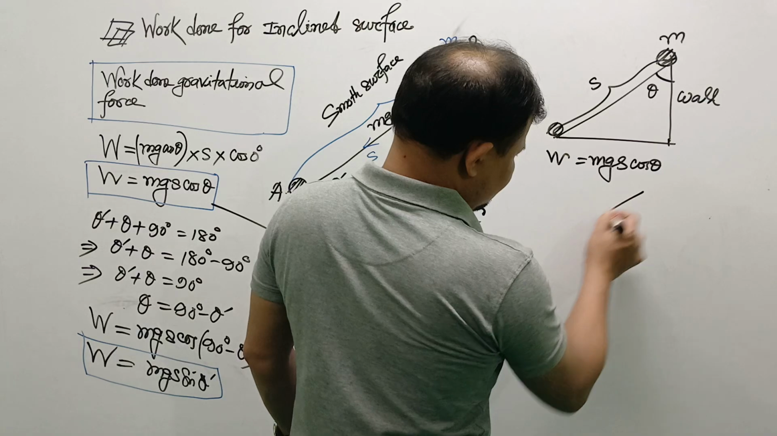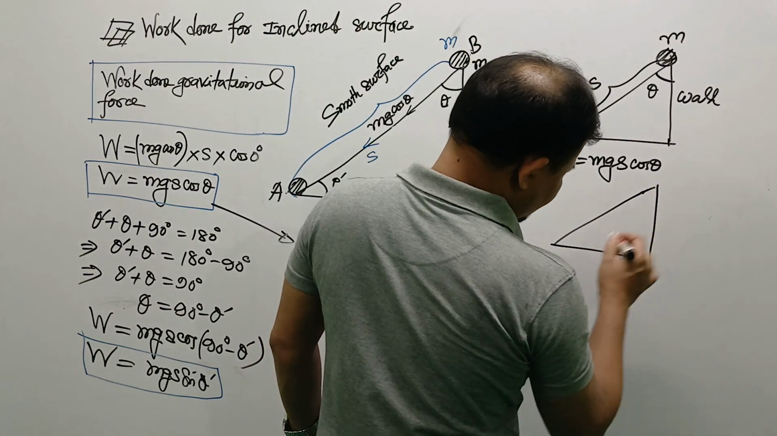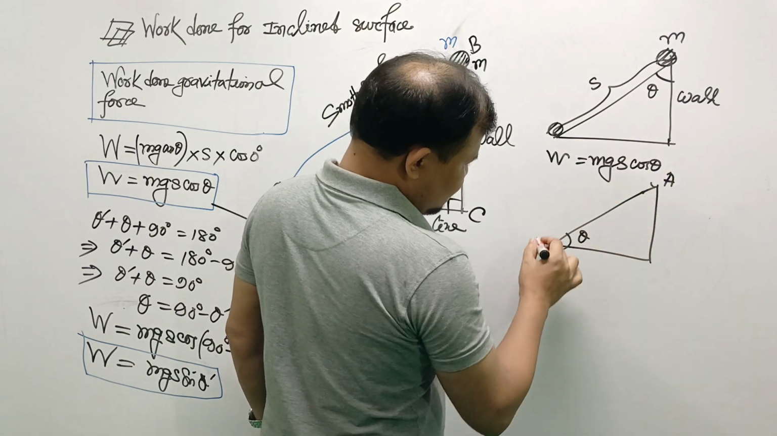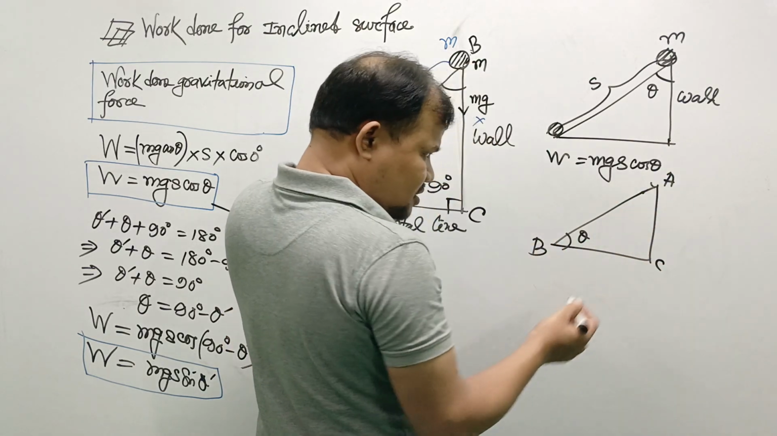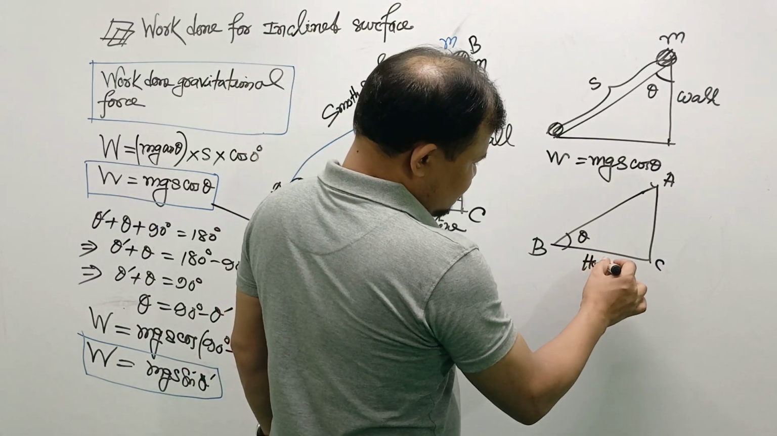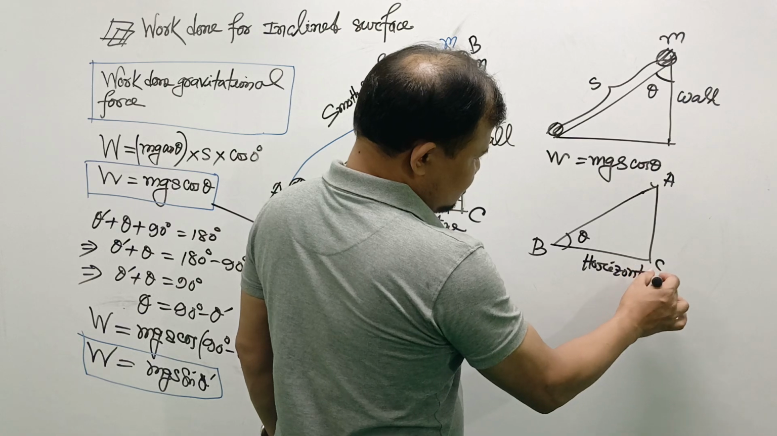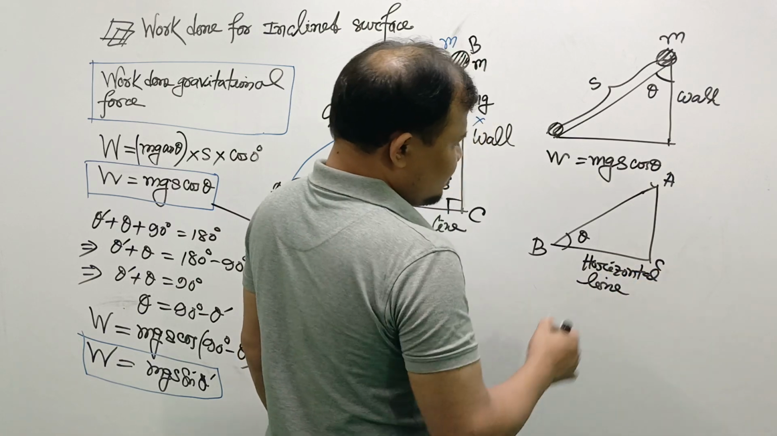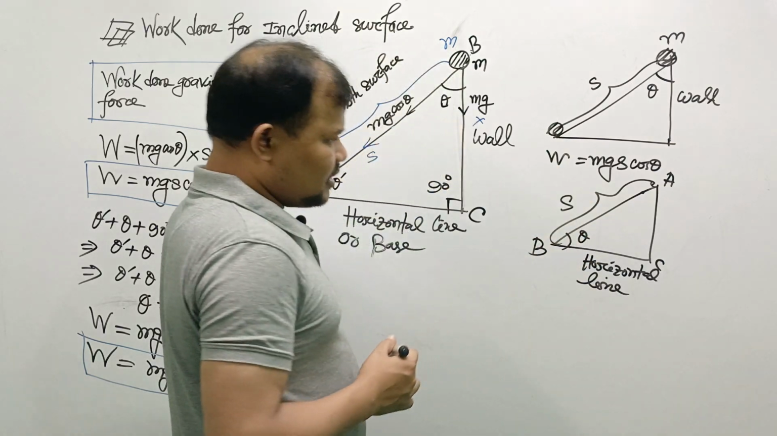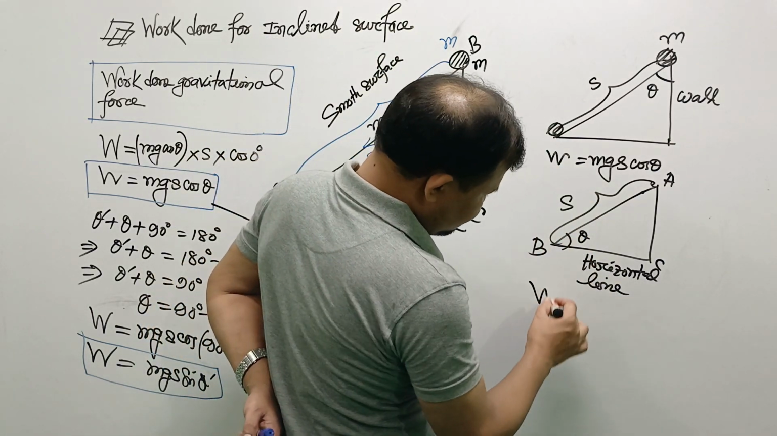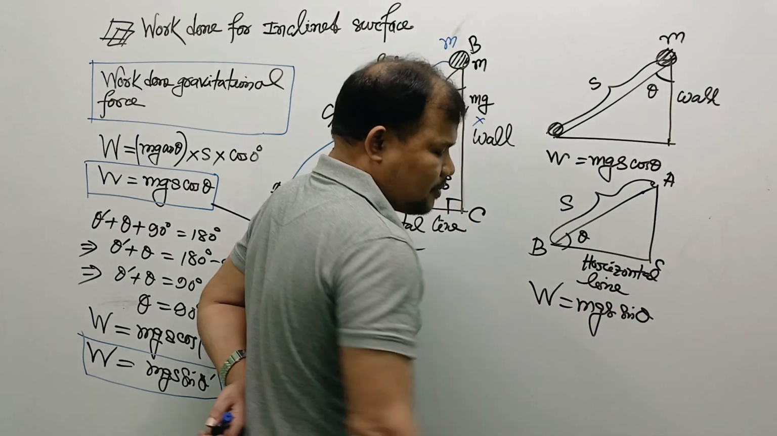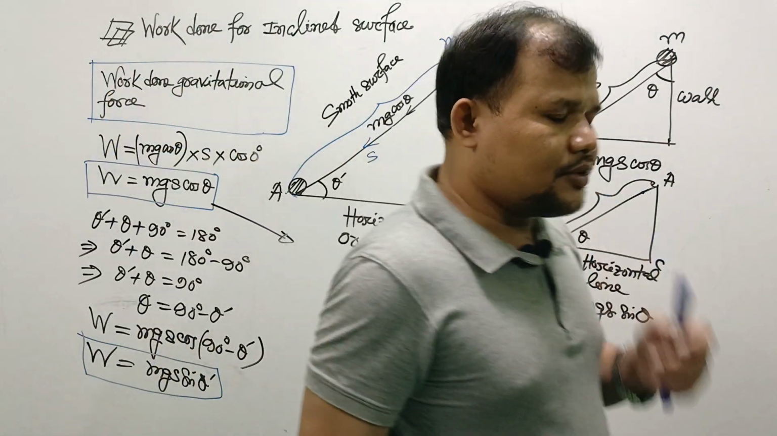Suppose this is the inclined surface AB, and the base is BC. If the inclined surface makes an angle with the horizontal line, and this is the length of the inclined surface, then we measure the work as mg s sin theta. My dear students, I think that all of you clearly understand.